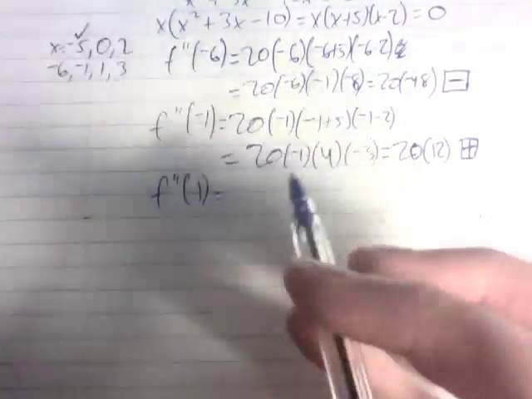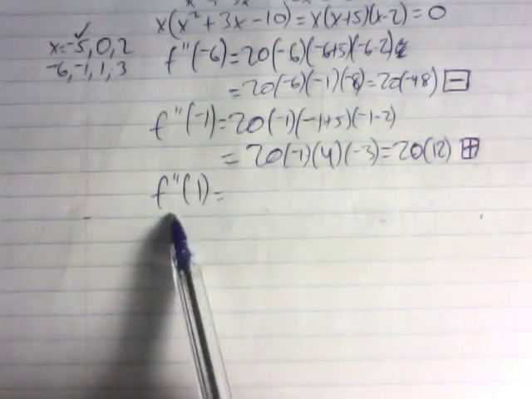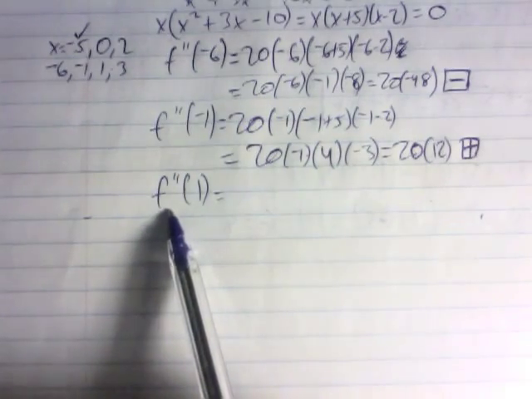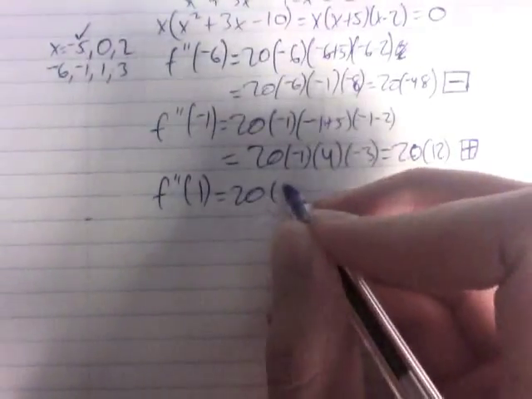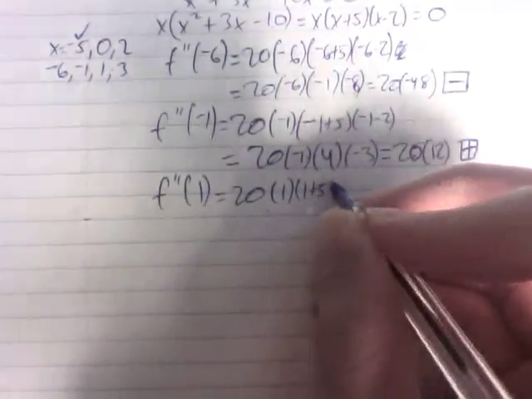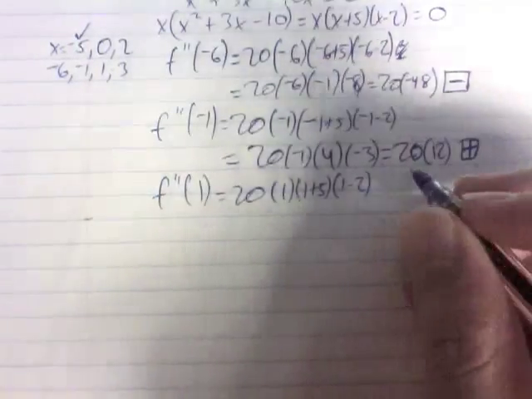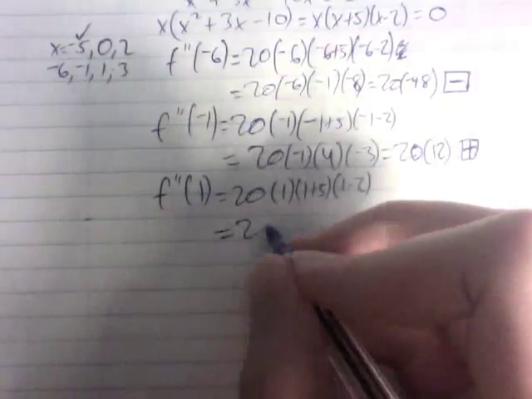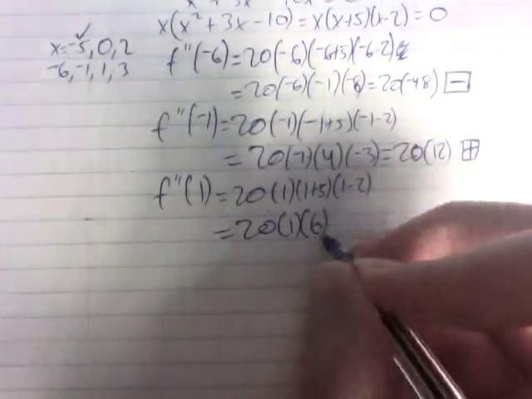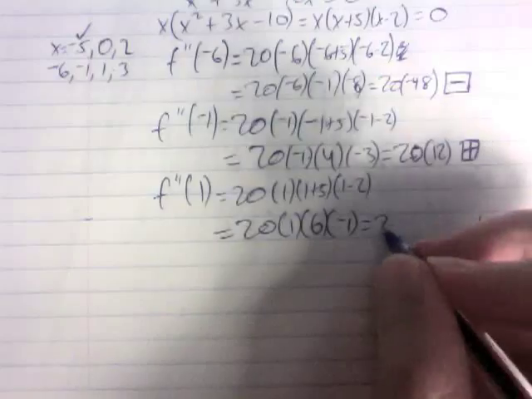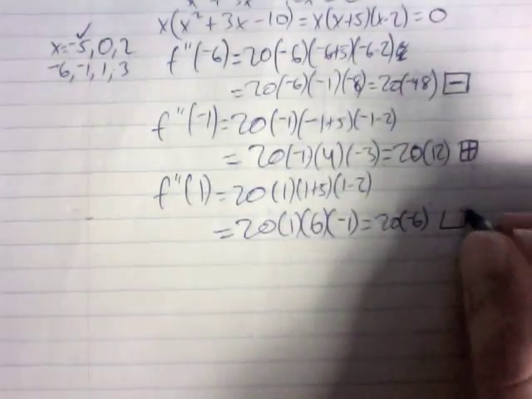So for 0 to really be a point of inflection, f double prime of 1 should be a negative number. So 20 times 1 times 1 plus 5 times 1 minus 2. It's going to be equal to 20 times 1 times 6 times -1. 20 times -6 is negative. So that's also confirmed.